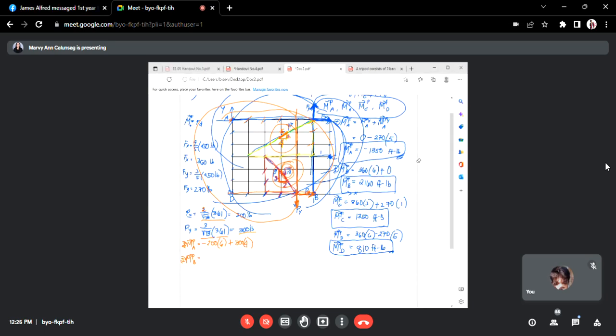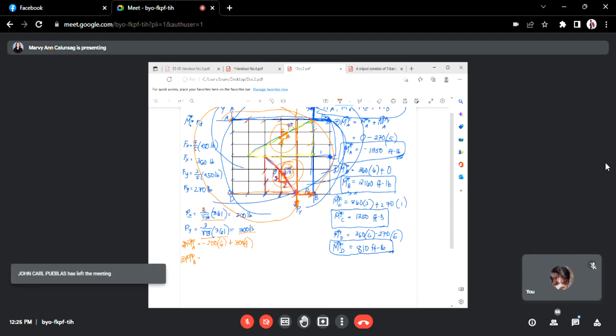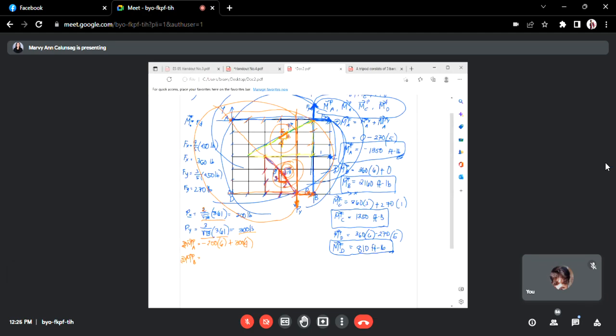If we extend the line of action of P, and look at where it goes, it is straight. Actually, it passes through point A. So the moment of P about A is 0. Okay? Next, point B.